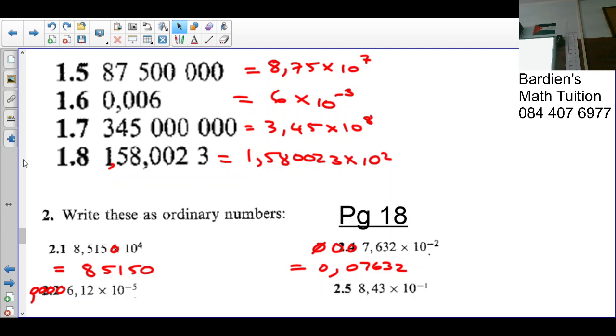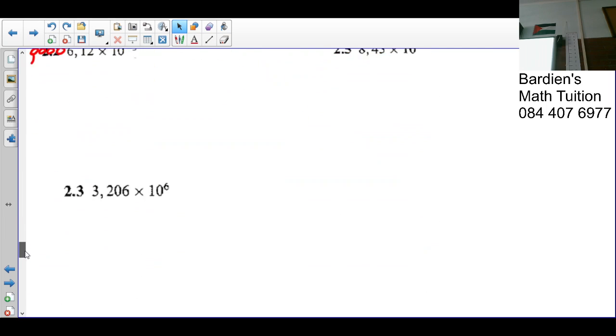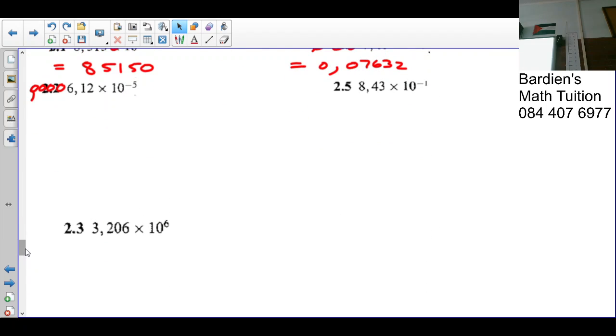In other words, I still need 1 zero there, not so? I need 1 zero. So it's going to be 0, 1, 2, 3, 4, 5. Can you see that, people? So I can count 5 there. It's 1, 2, 3, 4, 5. Yes, that's correct.